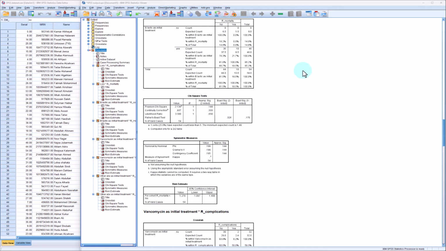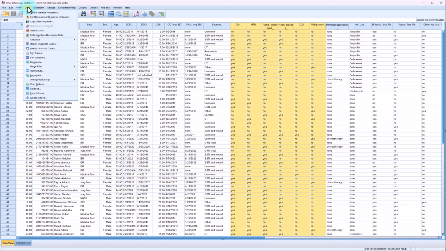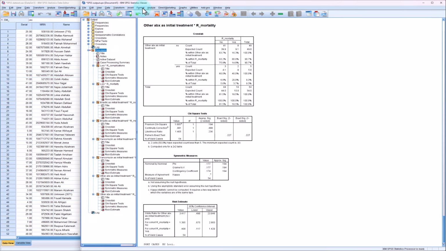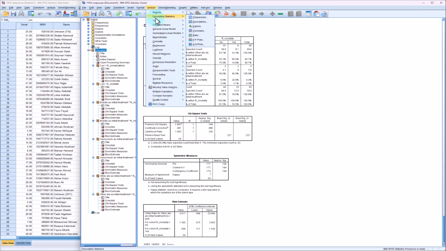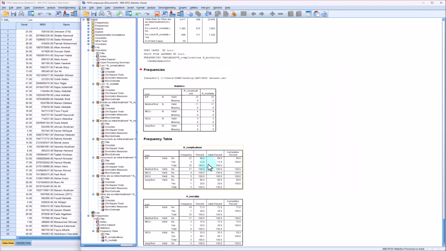Now we have to find out the cases from which department had the highest percentage of mortality. To do so, we would go to data, then split file, and we would split the data set according to the location. Click on OK, and then we would go to analyze, descriptive and frequencies. Here we can reset it and take the complications and mortality variables in this box and click OK.